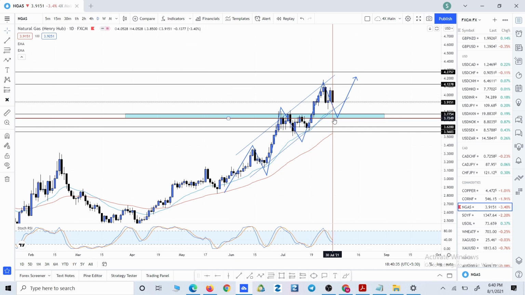So that's it, friends. These were the trading opportunities that I'm currently focusing on in order to trade in the coming week.